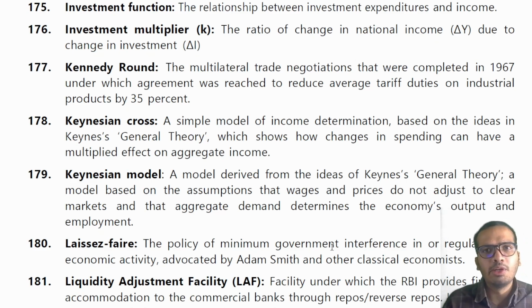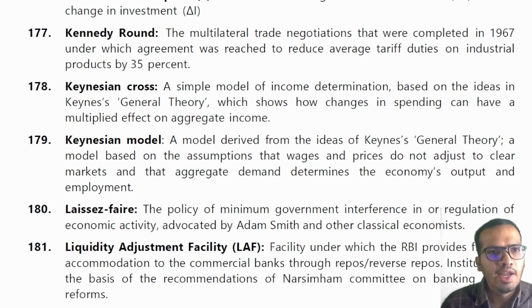Then we have investment multiplier, also known as K. The ratio of change in national income, denoted as delta Y, due to change in investment, denoted as delta I. I is for investment and Y is for income. Then comes Kennedy Round. The multilateral trade negotiations that were completed in 1967, under which agreement was reached to reduce average tariff duties on industrial products by 35%.